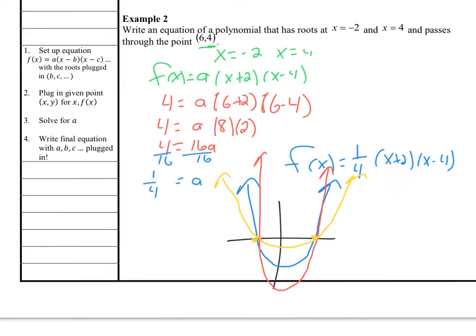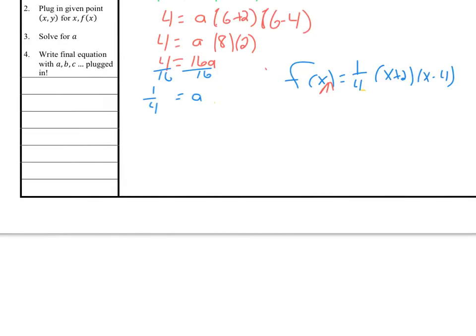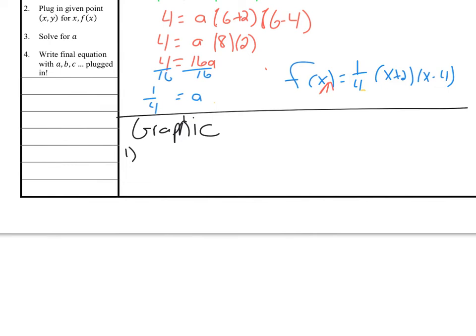Alright, so I'm going to erase this graph real quick. So I'm going to show you a graphic solution here. So for the graphic solution, step 1 is pretty simple. You still do the exact same thing. You see that it crosses at -2 and 4, and you write your factors. So f of x is going to equal (x plus 2) multiplied by (x minus 4).